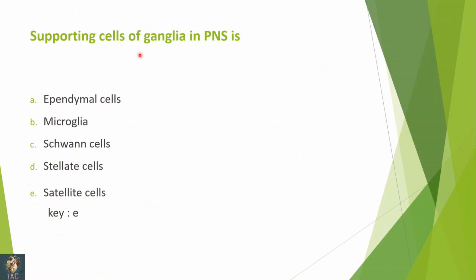Another important MCQ: the supporting cells of the ganglia in the peripheral nervous system. Is it ependymal cells? These are present lining the ventricular system. The microglia? They are phagocytic. Schwann cells form myelin sheath in the peripheral nervous system. Stellate cells and satellite cells: stellate cells are present in the cerebral cortex, and satellite cells are the type of cells which are supporting cells of the neurons in the ganglia in the peripheral nervous system.